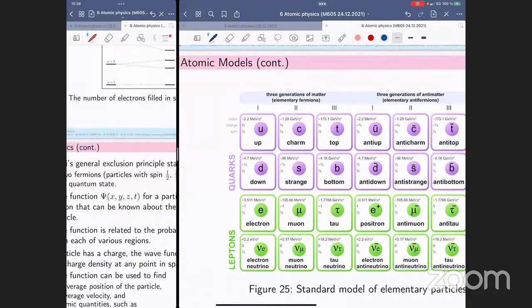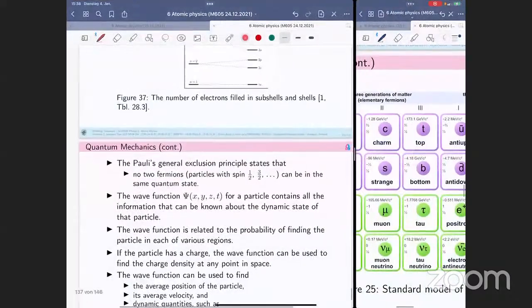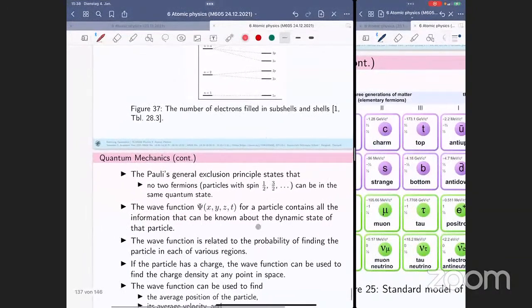Yeah, the particle that has spin number 3/2, I still cannot see one of that. Yes, can be in the same quantum state. Okay, the fermion with spin number 1/2 or 3/2 cannot be in the same quantum state.